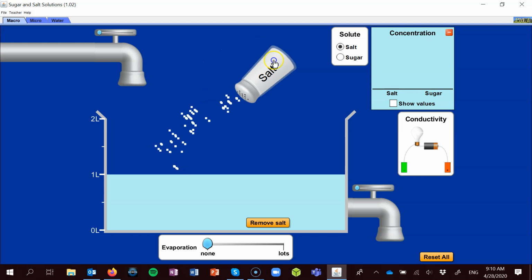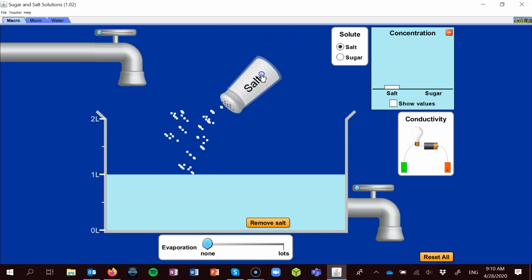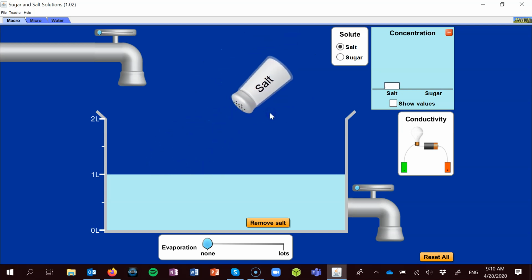We know that salt is soluble in water, so if we take some salt and we shake it into water, we're not at all surprised when we see that salt seems to disappear, but in reality, all it's doing is becoming part of an aqueous solution now.